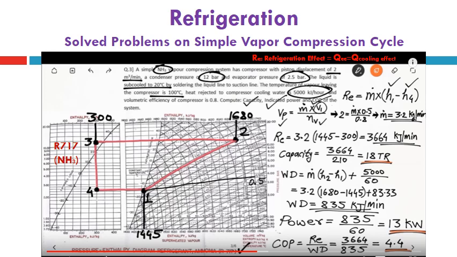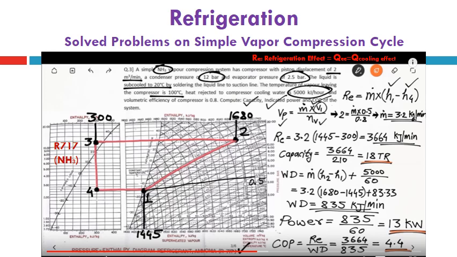Then we can use the displacement volume: Vp equal m dot refrigerant multiplying by specific volume at state 1 divided by eta volumetric, which has been given. So from this equation we can get the m dot refrigerant, which is equal to 3.2 kilogram per minute, where the volumetric efficiency has been given, and the displacement volume or piston displacement is given as 2 meter cube per minute. So we have the mass flow rate of the refrigerant in kilogram per minute.